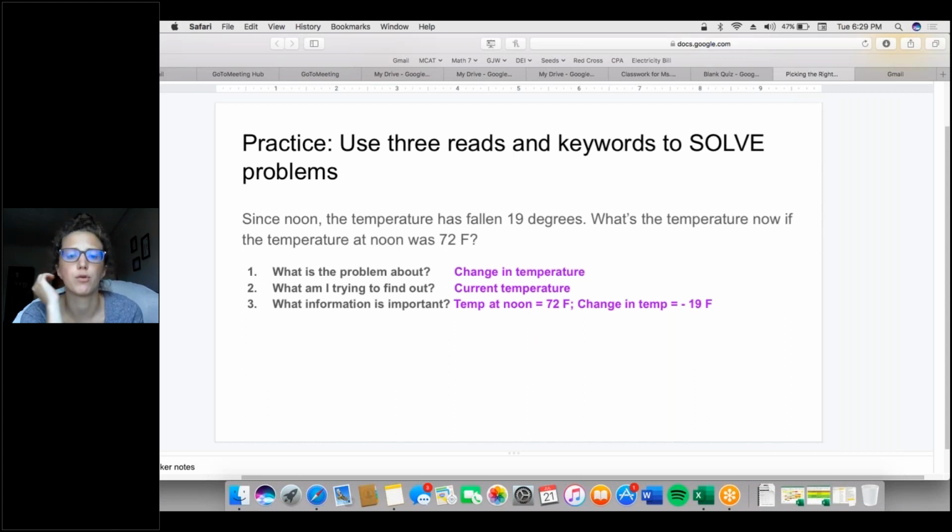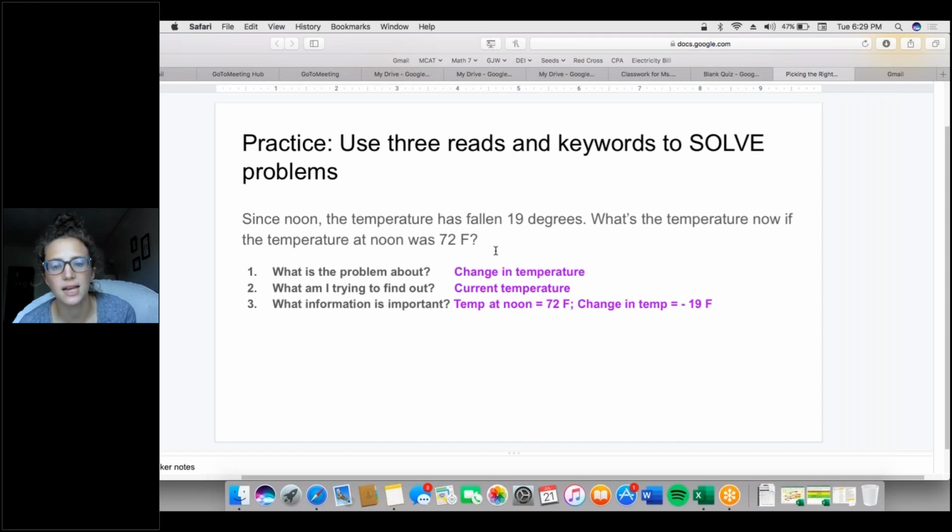Here I did the 3 reads already, and I noticed the first time I read it that the problem is about a change in temperature because it's telling me about temperature changes. I'm trying to find out the temperature now or the current temperature. If I want to know the current temperature, I want to know what was the temperature like before right now. Well, it says at the end here, this time there's important information at the end. It says that my temperature at noon was 72 degrees. That was my initial temperature.